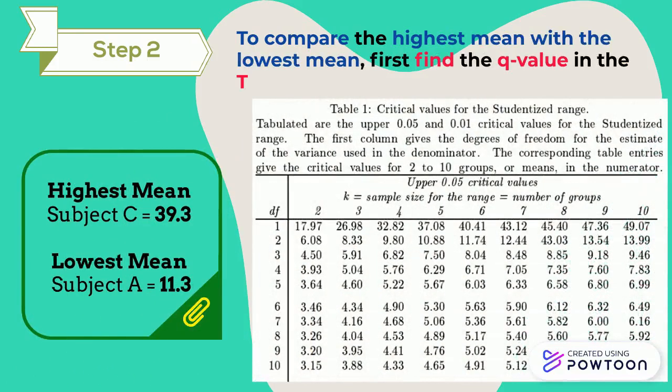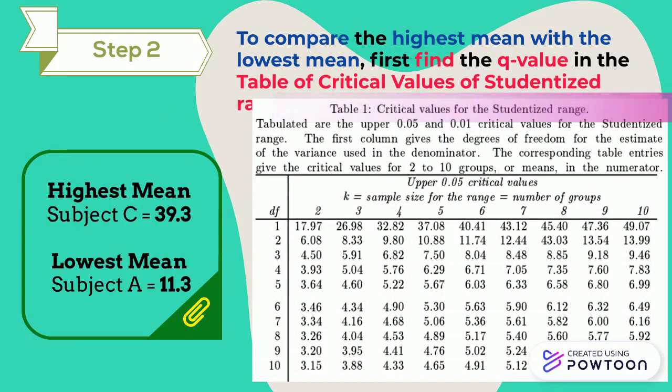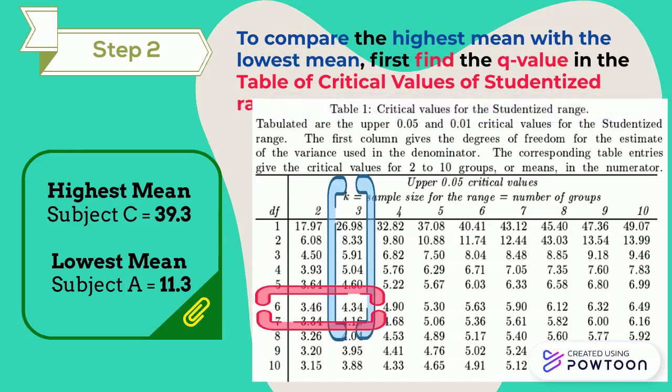The next step is to compare the highest mean, 39.3, with the lowest, 11.3. First, we are going to look up the Q value in this table, with 3 treatments and 6 degrees of freedom for the error term. The Q value is 4.34.